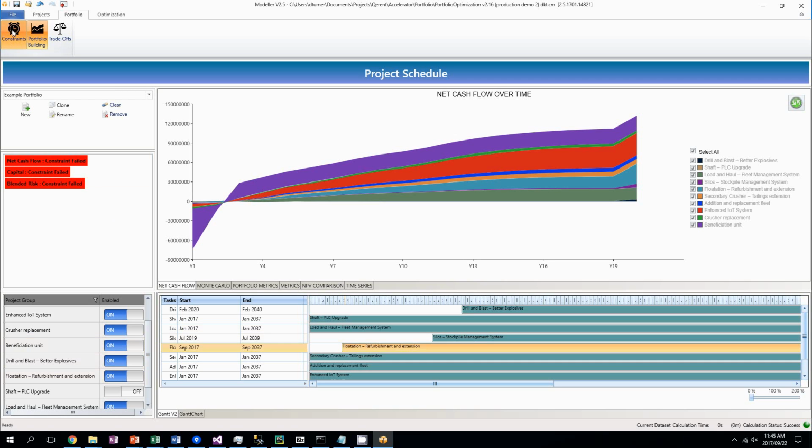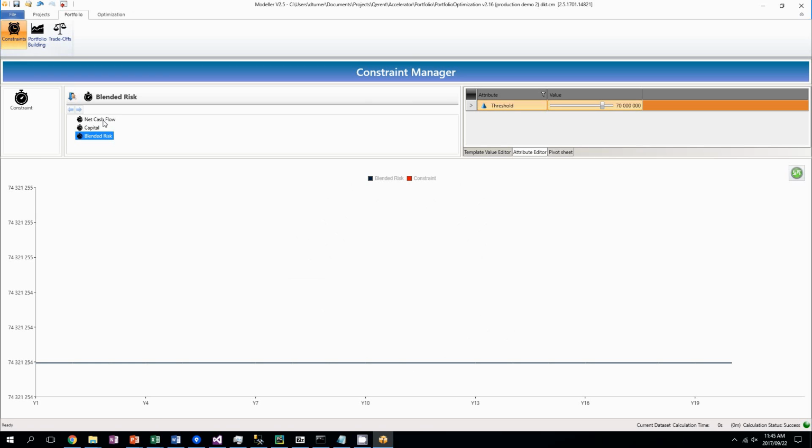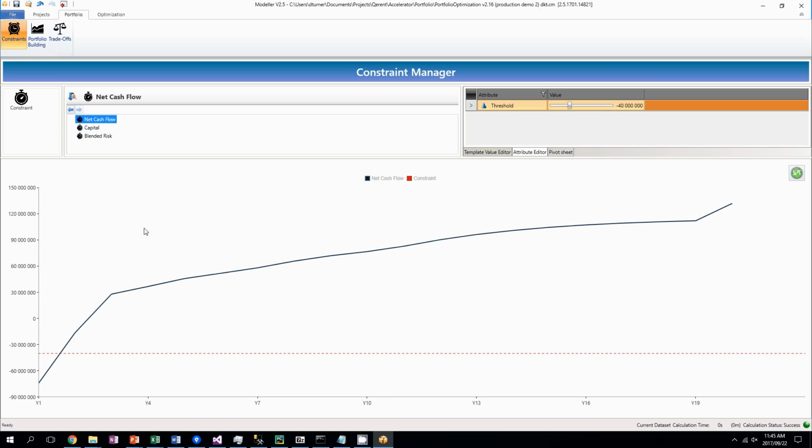Now, those constraints can also be configured. So we have a constraints configuration screen, and here you can see I've set up three constraints on net cash flow, capital, and the blended risk measure, which is a P95 downside risk for the portfolio as a whole. And the net cash flow constraint is set at minus $40 million. At the moment, this portfolio does not satisfy that constraint, because in year one we would be laying out about $70 to $80 million.